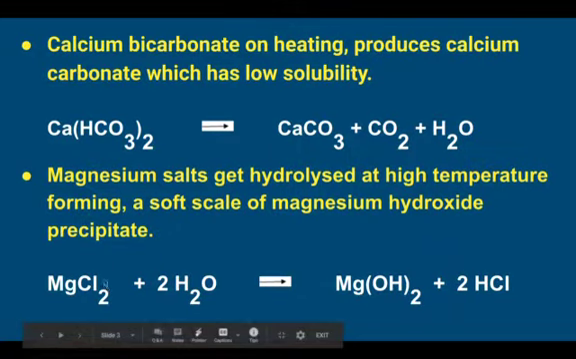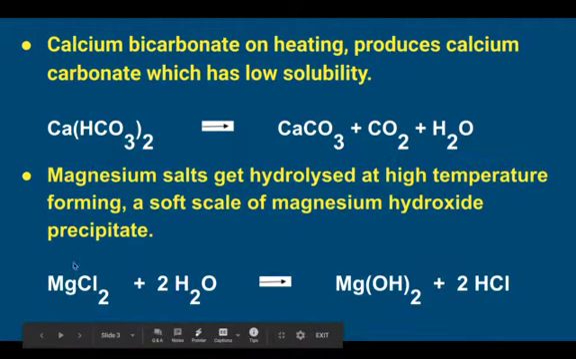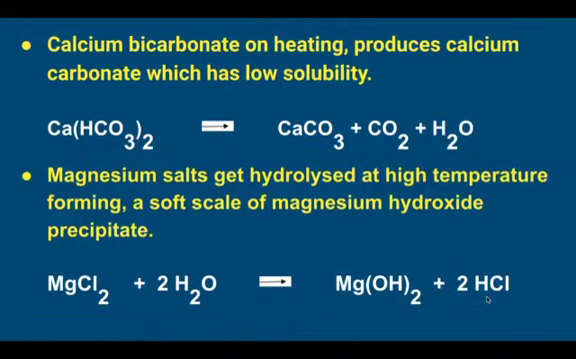So magnesium chloride, if it is present in boiler feed water, when the boiler is heated to a higher temperature, this magnesium salt will get hydrolyzed. That means it gets converted to the corresponding hydroxide and acid will be released. This acid will result in a drop in pH and that will also lead to corrosion in boilers.